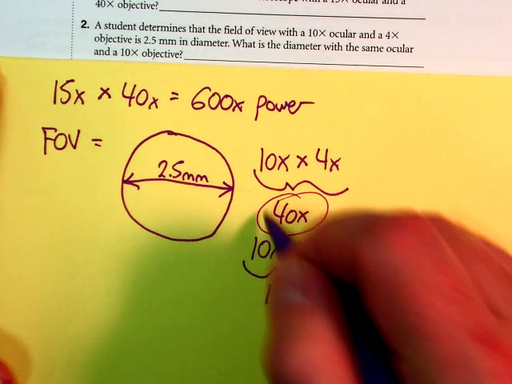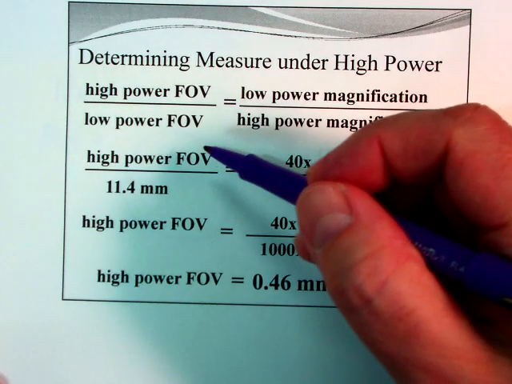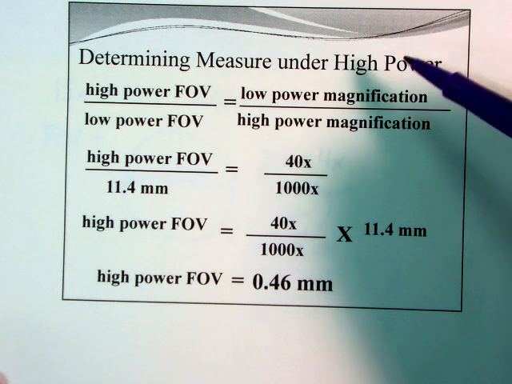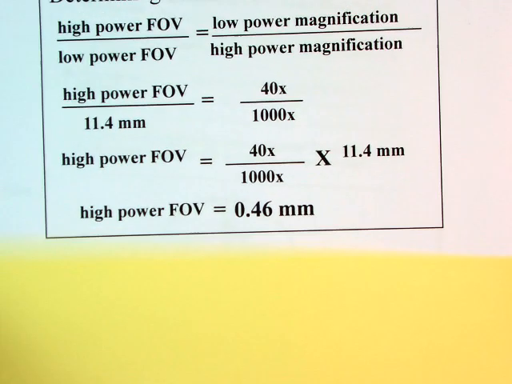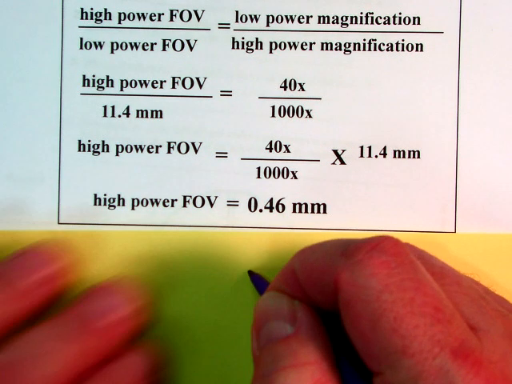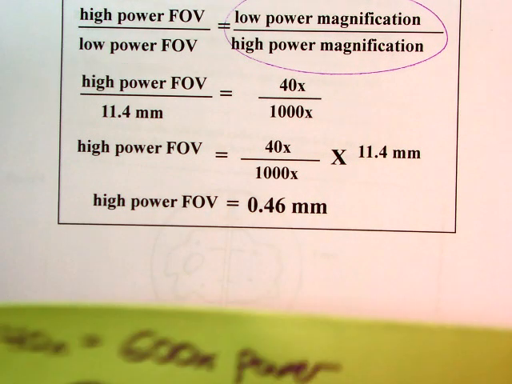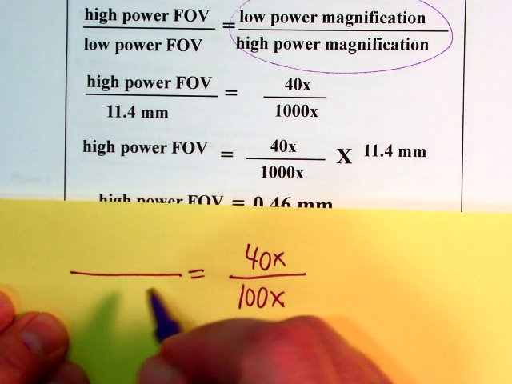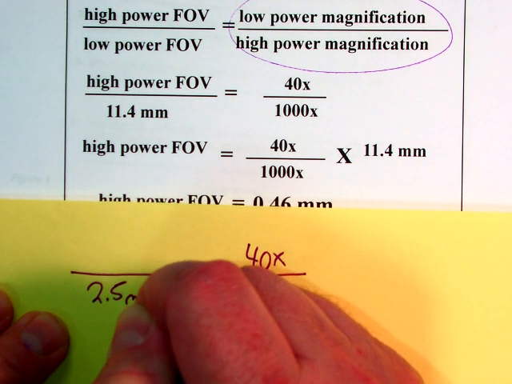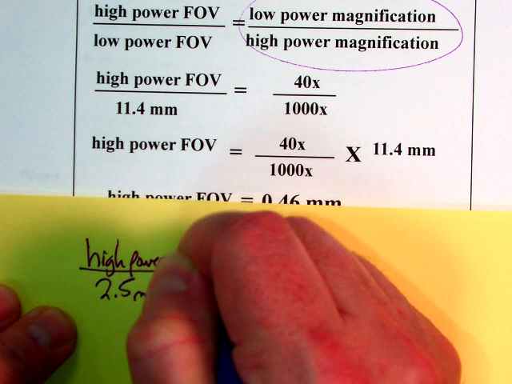So now that we have those two, 40x and 100x, if we go back to your calculations from your notes, it'll tell you to take the high power field of view over the low power field of view, the low power magnification over the high power magnification. So all we're going to do is do that same thing with the numbers that we just got. We have a low power magnification of 40x, and we're going to divide that by the high power magnification of 100x. The field of view, we only have for the low power magnification, and that was given to us at 2.5 millimeters. We don't know the high power field of view, so we're going to calculate that.